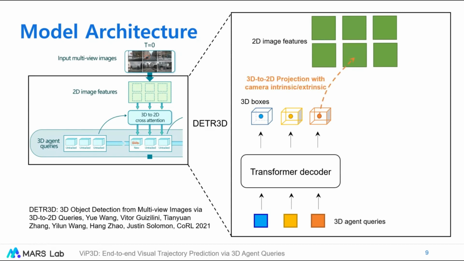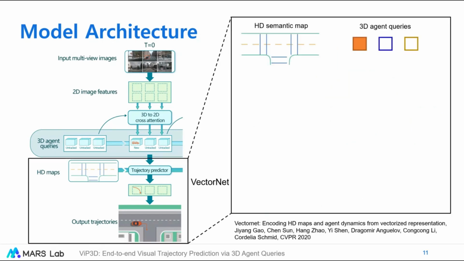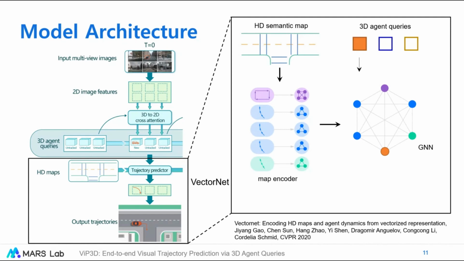The 3D boxes have physical coordinates. We make a 3D to 2D projection onto image feature maps with camera intrinsic and extrinsic parameters. Then we sample the corresponding image features, concatenate them with box positional encodings, and send them to the transformer decoder to further refine the boxes. After detection, the queries further interact with HD maps and are decoded into predicted trajectories. Concretely, we use VectorNet to make trajectory predictions. Each map element is encoded and becomes a node in a GNN. The agent queries interact with them through attention and are further decoded into multiple future trajectories.